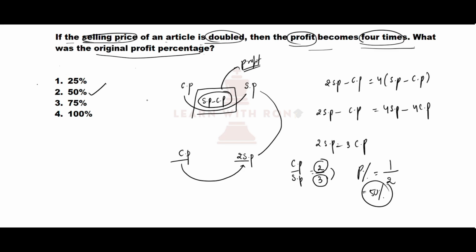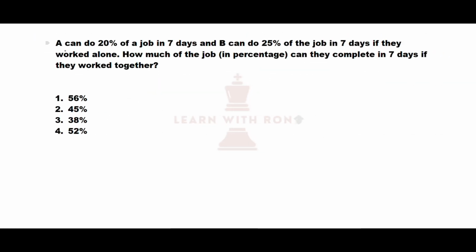Let's see our next question. See, this time it is a time and work question here. Here they have given A can do 20% of a job in 7 days. If 20% of a job is done in 7 days, how long is the complete work, which is 100%, done here? 25 is 100, so 7 fives, which is 35 days, which means A can complete the work in 35 days.